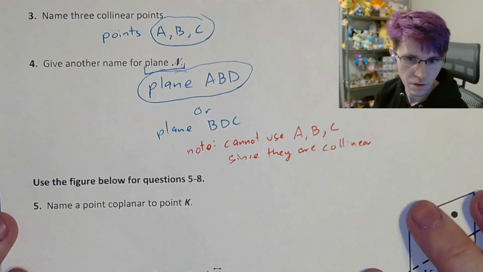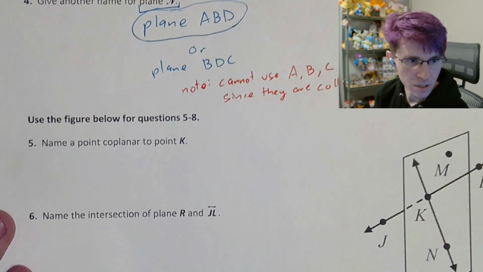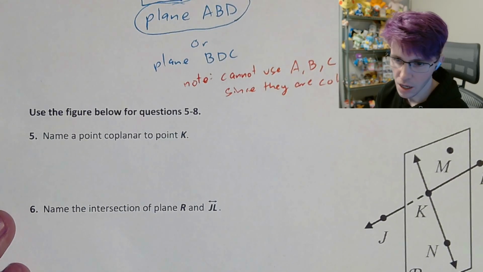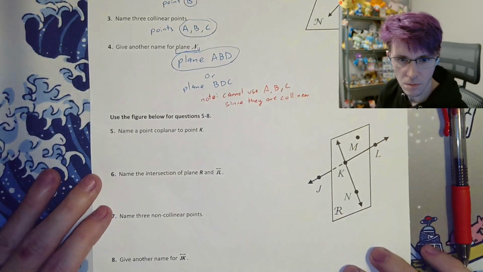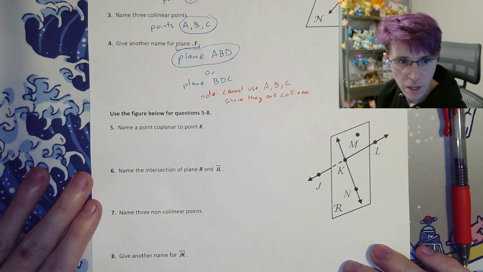There it is. I think the focus is better now. Anyways, name a point coplanar to point K. Maybe I actually had to zoom out for this one because it'd be a little bit further away. So let's do that. We're going to zoom out. All right, name a point coplanar to point K.